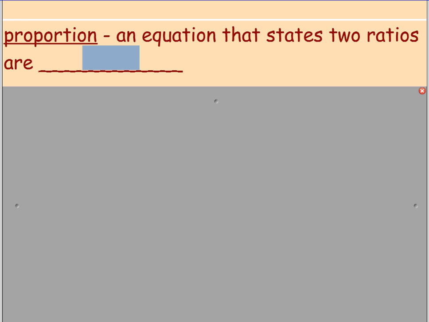All right, welcome to the lesson on how to solve proportions using cross products. First, let's define what a proportion is. A proportion is an equation that states two ratios are equal.